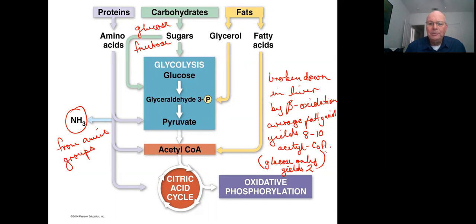So immediately you start to see why fats are so energy dense, because they yield acetyl-CoA, which enters the citric acid cycle, which is where you get the vast majority of the NADHs and the FADH2 being produced. Remember, only a little bit of that comes from pyruvate oxidation and from glycolysis. The vast majority of the NADH and the FADH2 comes from the citric acid cycle.